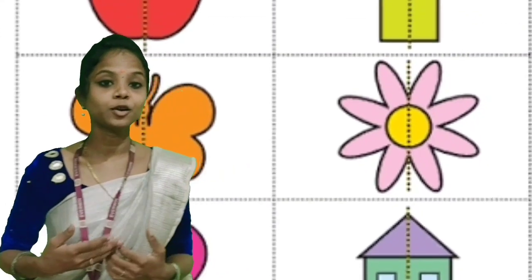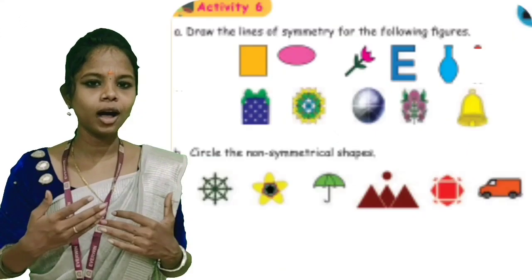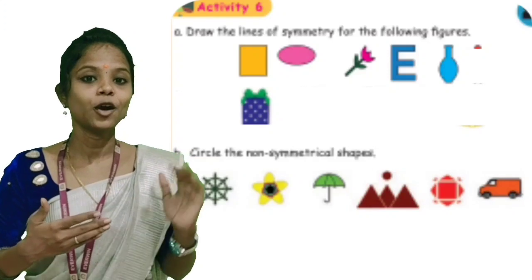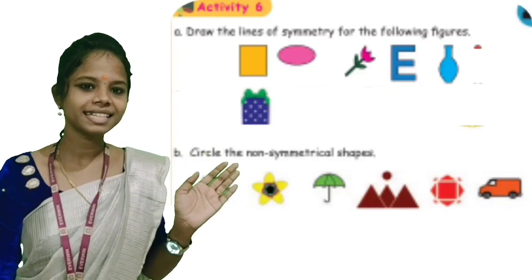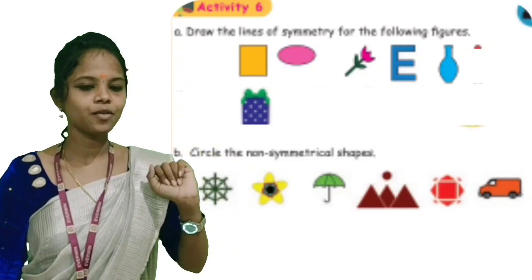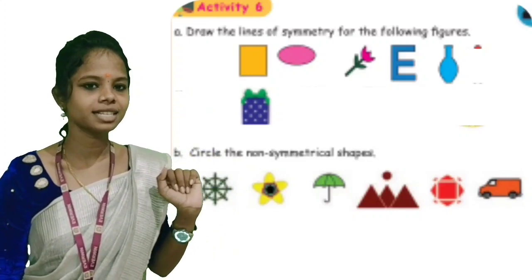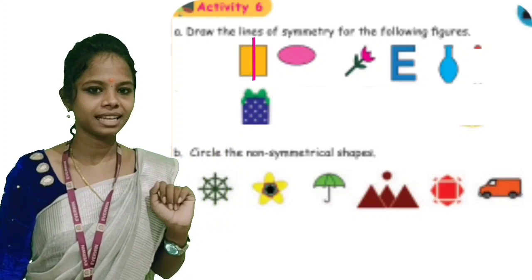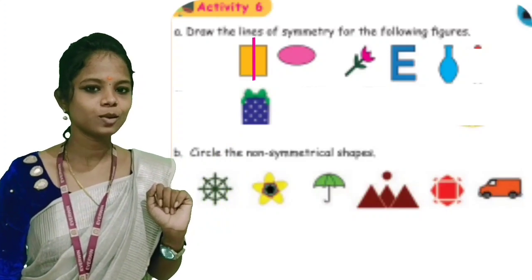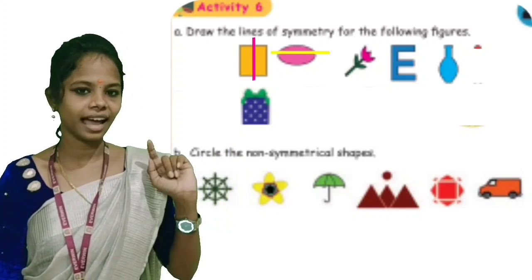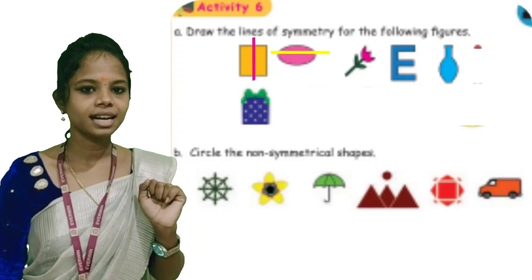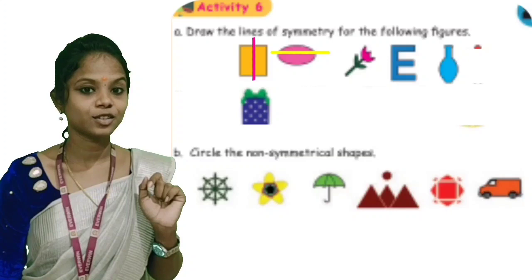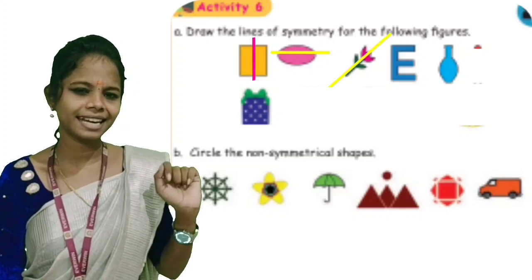Yes. Now we are going to draw a line of symmetry for these pictures. What is it first? Square. Yes. How can we draw a line of symmetry for this? Yes. We can split like this. Next, what is that? Yes, it looks like an oval, right? So, we can draw a line of symmetry in a sleeping line. Next, what is that? Flower. So, we can draw a line of symmetry in a slanting line.